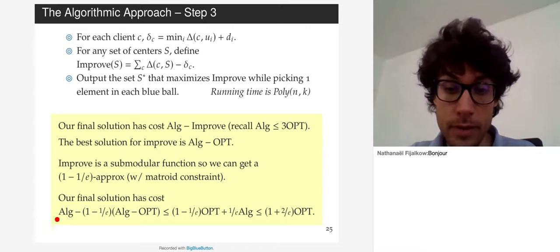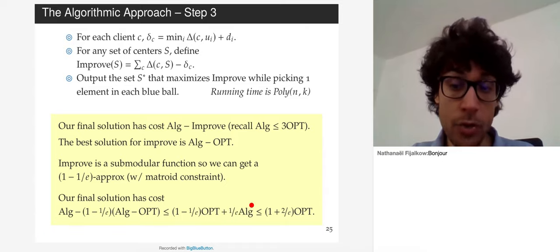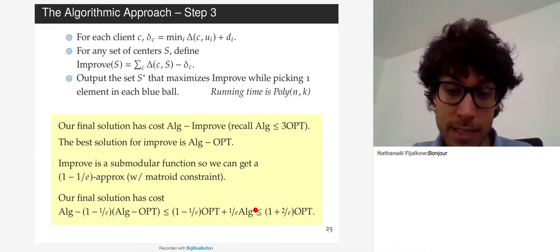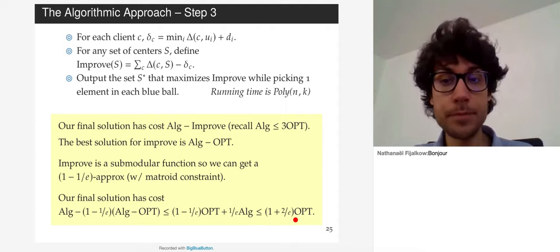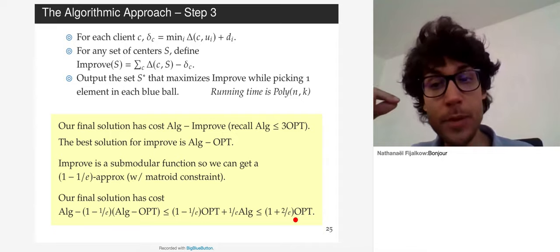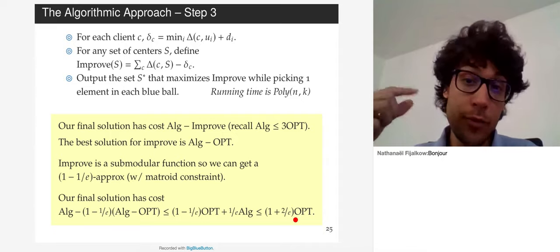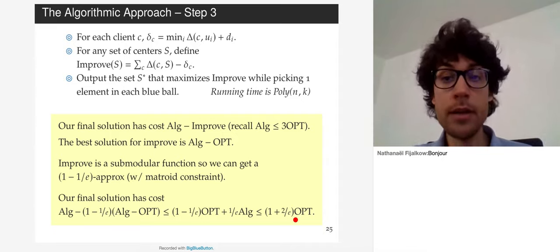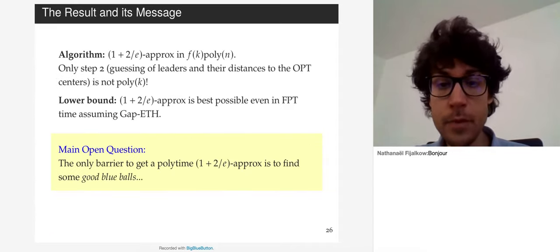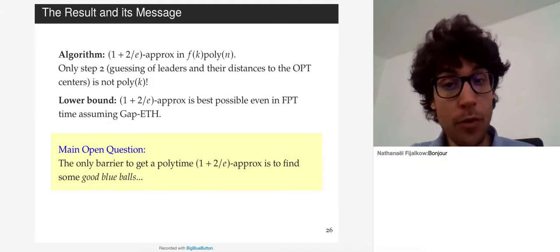Plus, this and that sum up to 1 over e ALG. And I showed you ALG is a three approximation. So what I'm getting is something which is at most 1 plus 2 over e opt. So just by translating this problem into a submodular optimization problem and phrasing it in terms of the improved function, you get to the optimal bound. So 1 plus 2 over e in time f of k poly n.